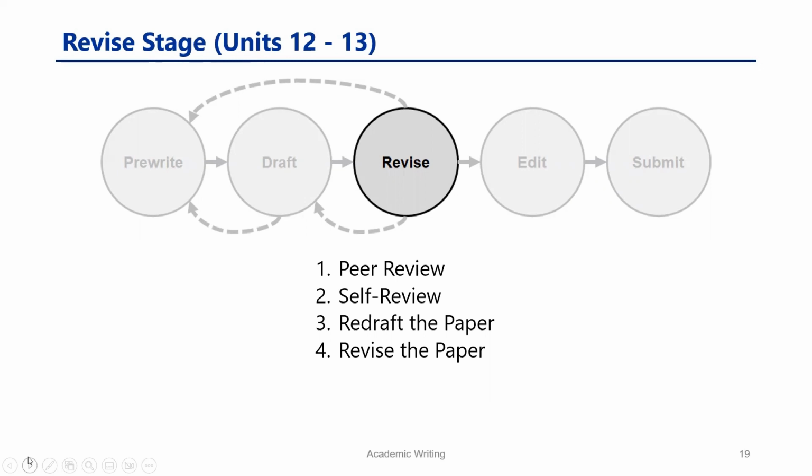You may do a peer review, which means asking a classmate to review your paper, or a self-review, in which you review the paper yourself. Then you will redraft the paper, which means adding, deleting, and rearranging the content, and revising the paper, which means changing the order of the sentences so that people can understand you better.